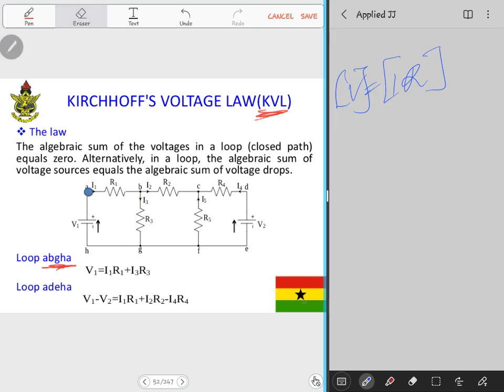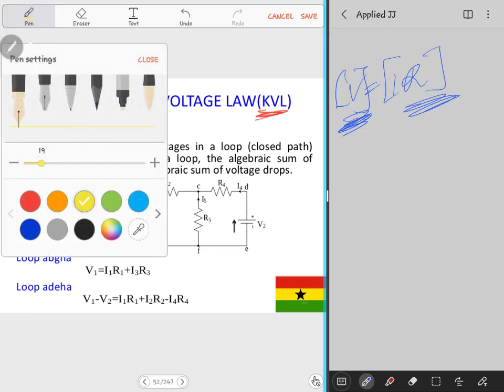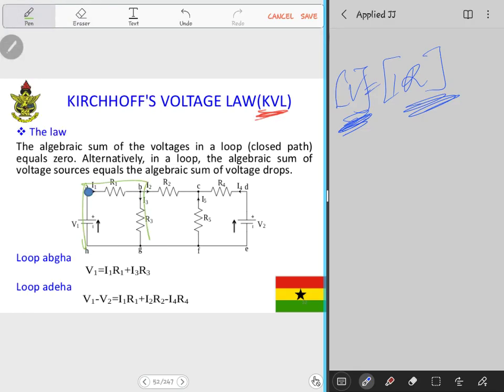So what does it mean when we say the algebraic sum of the voltage in the loop is 0? This is what we're saying: when we take a particular loop, like this one, you see initially I was saying that it is better if you put the voltage sources on one side and the loads on the other side, right? So this is the loop we are considering. Our interest is here, right? Looking at this, how many voltage sources are there?